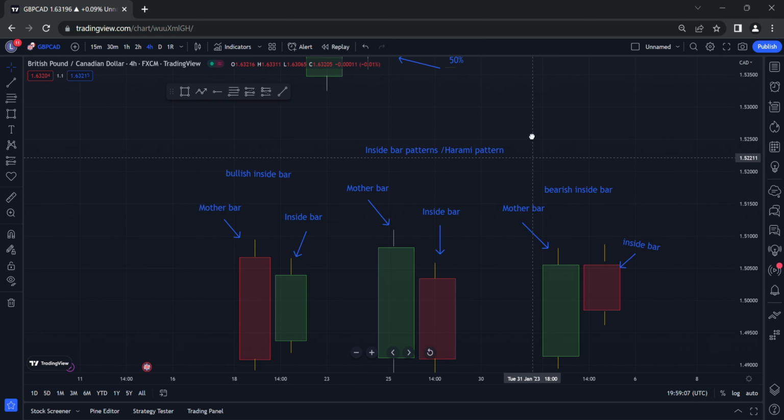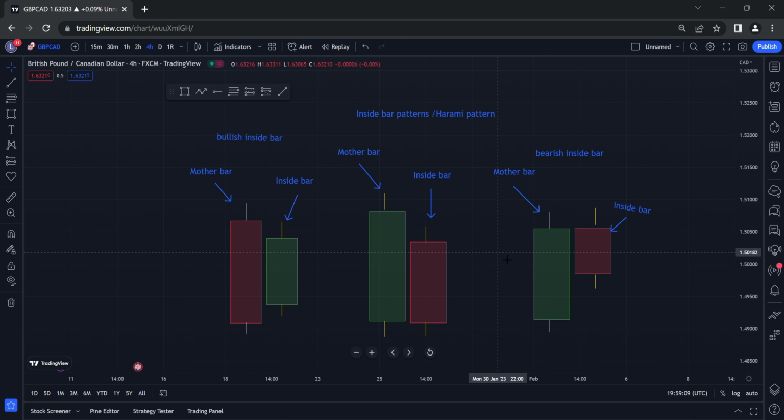We go to the next one. The inside bar patterns, or the Harami pattern. How do we use this? The bullish inside bar is the first one that they are showing us here. This is the mother bar, as you are seeing. This is the inside bar. So how do we use them in supply and demand, and how are they useful?